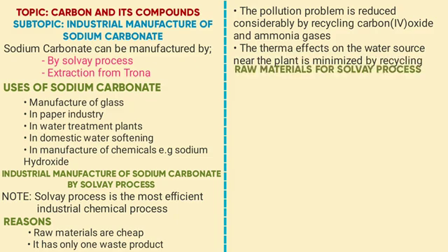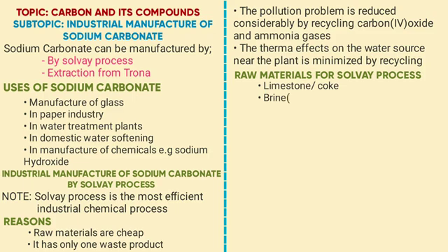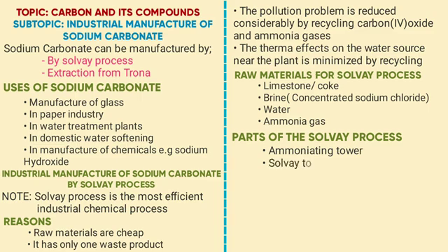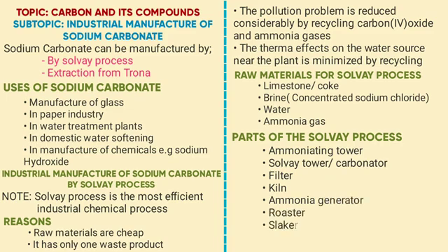Now, the raw materials for manufacture of sodium carbonate include limestone or coke, brine, that is concentrated sodium chloride, water, and ammonia. Now, parts of the process include the ammoniating tower, carbonator, also called Solvay tower, filters, kiln, ammonia generator, roaster, and slacker.